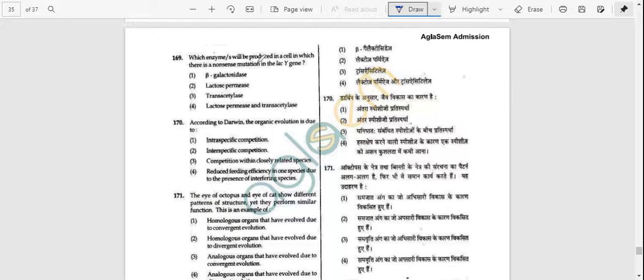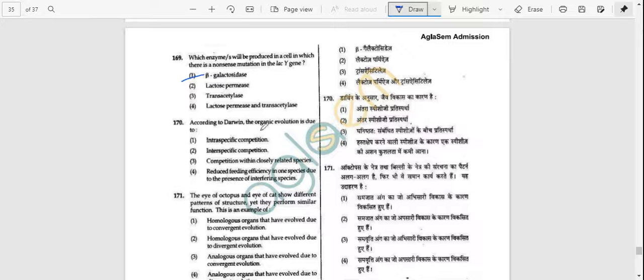Which of the enzymes would not be produced in the nonsense mutation in the LAC-Y gene? Beta galactosidase, lactose permease, transacetylase, lactose permease and transacetylase. Beta galactosidase, option number A.